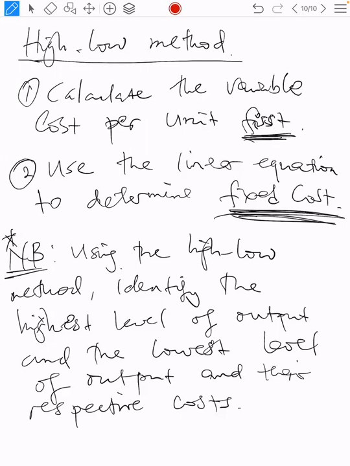Now, after you have identified your highest and the lowest level of output and their respective cost, good people, you can then apply your high-low method. Step number one, calculate the variable cost per unit. Step number two, determine the fixed cost by applying your linear equation. You will learn about the linear equation shortly. All right. Now, how do we calculate the variable cost per unit?